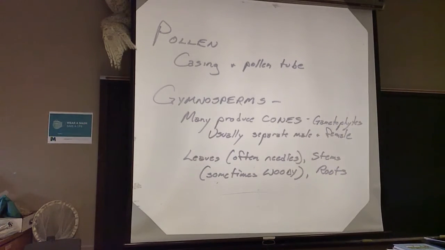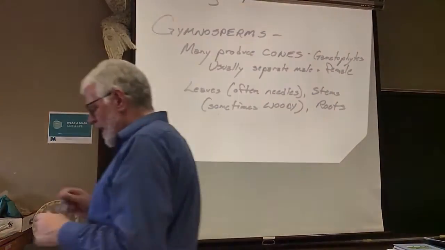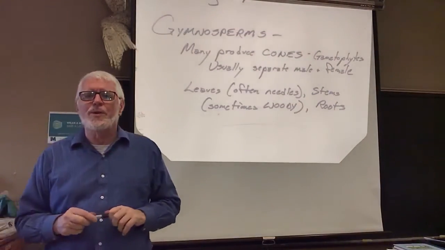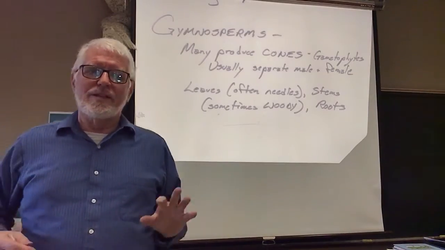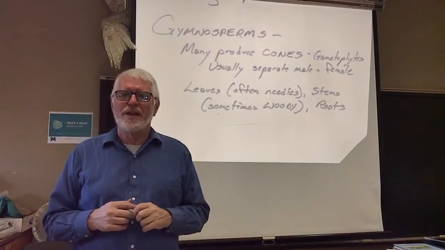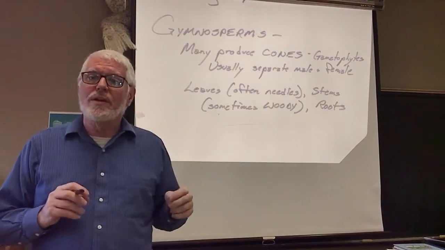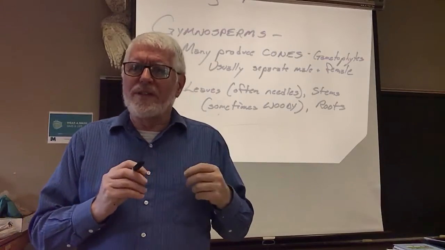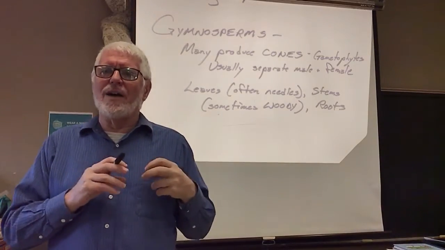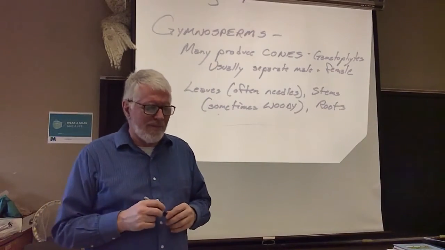So in this group, everything has vascular systems in it. The leaves do, the stems do, and the roots do. So we don't have rhizoids or rhizomes anymore. We have, honest to goodness, roots. Very typical in this group, the leaves are long and narrow and often have a cuticle on them, are fairly waterproofed, and so they're needles.